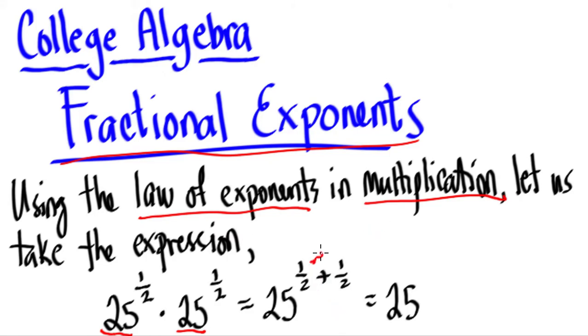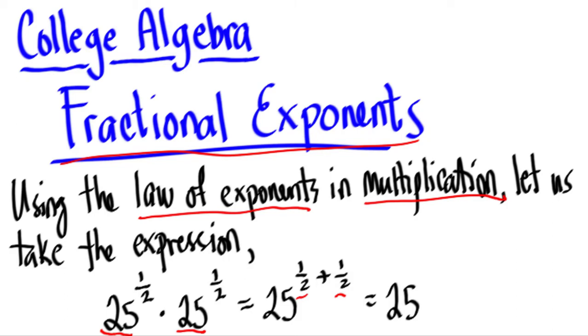So we can therefore add the exponents, provided the bases are the same. Since the bases are the same, we add the exponents, which is a half plus a half. We know a half plus a half is equal to 1. So it's like having 25 raised to 1, and it's okay not to write the 1 anymore. So simply we have 25.